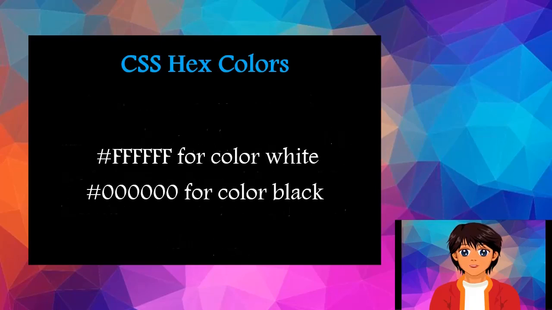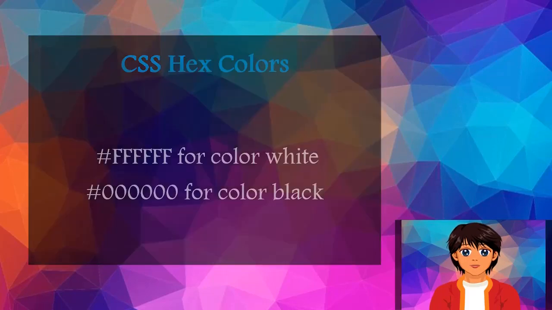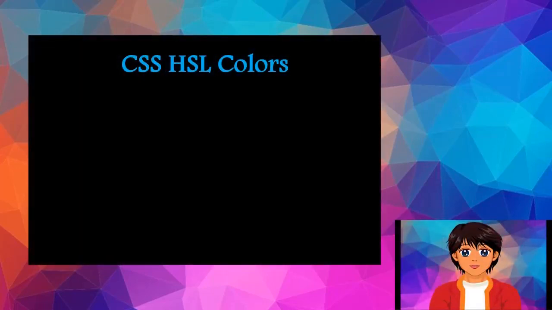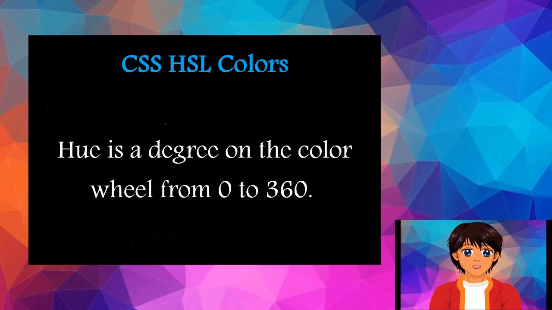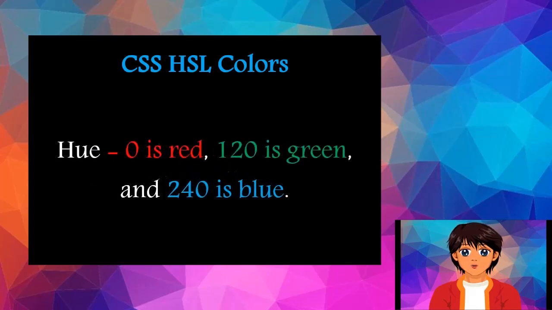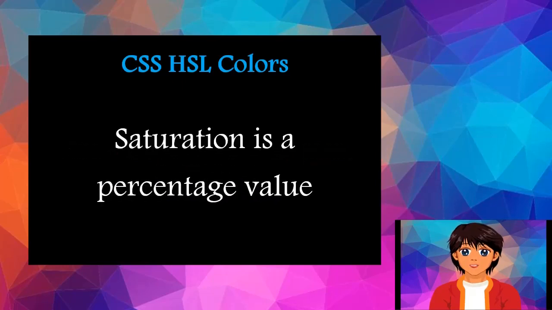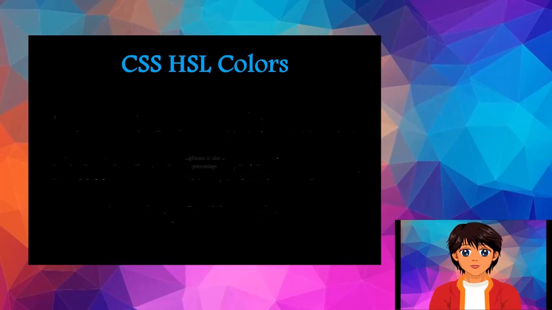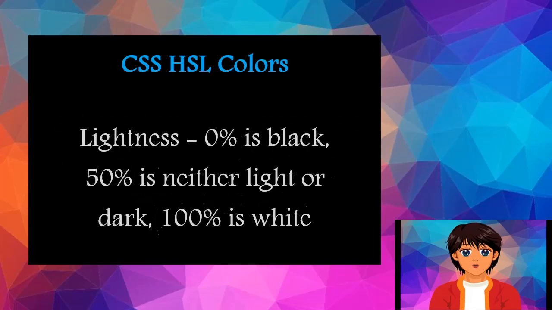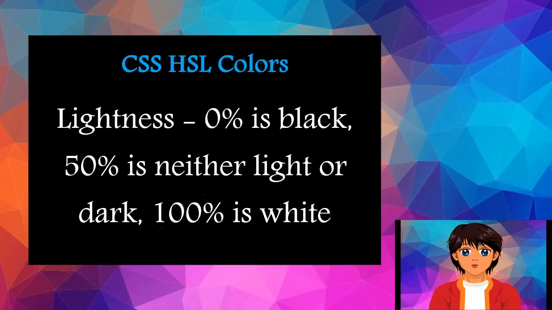For white color we will use the value # followed by six Fs, and # followed by six zeros for color black. CSS HSL colors. HSL stands for hue, saturation, and lightness. Hue is a degree on the color wheel from 0 to 360. 0 is red, 120 is green, and 240 is blue. Saturation is a percentage value, 0% means a shade of gray, and 100% is the full color. Lightness is also a percentage, 0% is black, 50% is neither light nor dark, 100% is white.